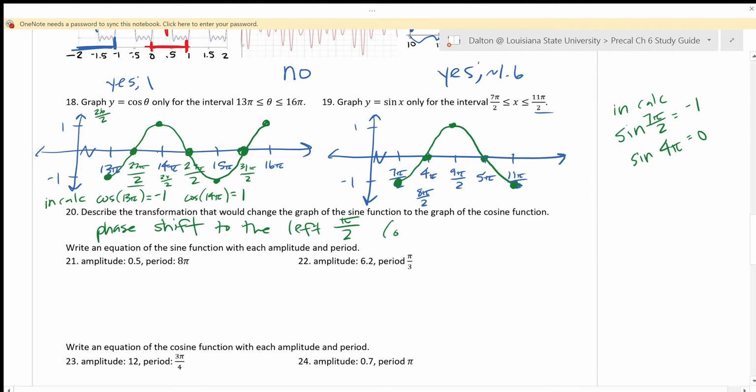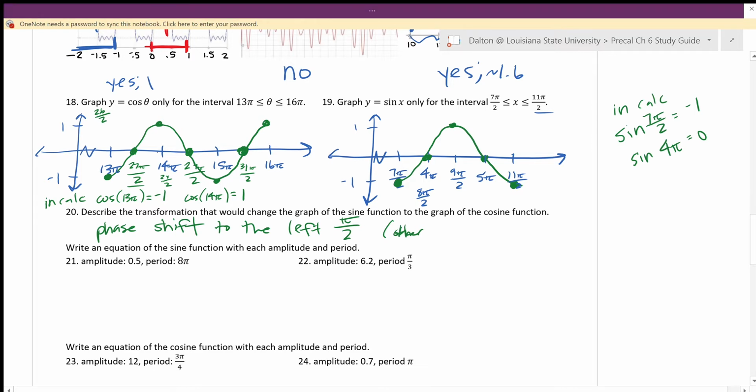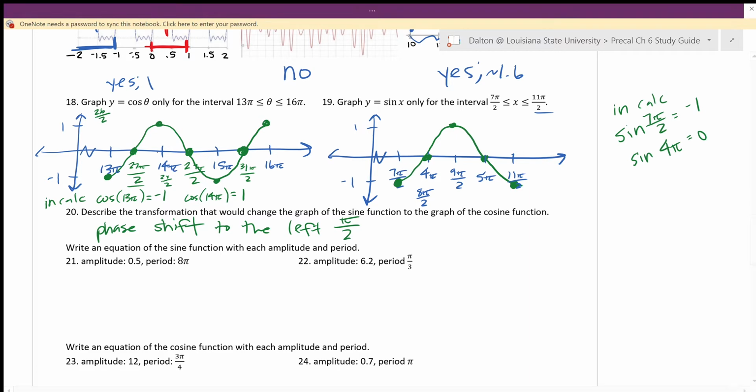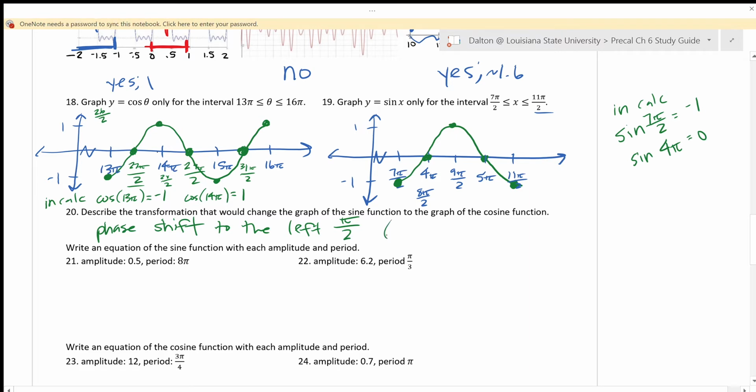Other answers could include pi over 2 times any number n, when n is an element of the integers. So you could say, oh, let's shift it over 3 pi over 2, or let's shift it to the right this amount. It would land on top of itself again and again and again.